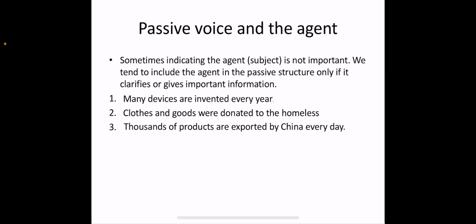And if you put every year or every day in a different position, it's okay. But most of the time, we tend to include the adverbial clause at the end. So I prefer to put it at the end so the passive voice is clear and it's completed, and then the rest of the sentence is just clarifying time. But you can also put thousands of products are exported every day by China. That's another possibility. Think about it, guys.